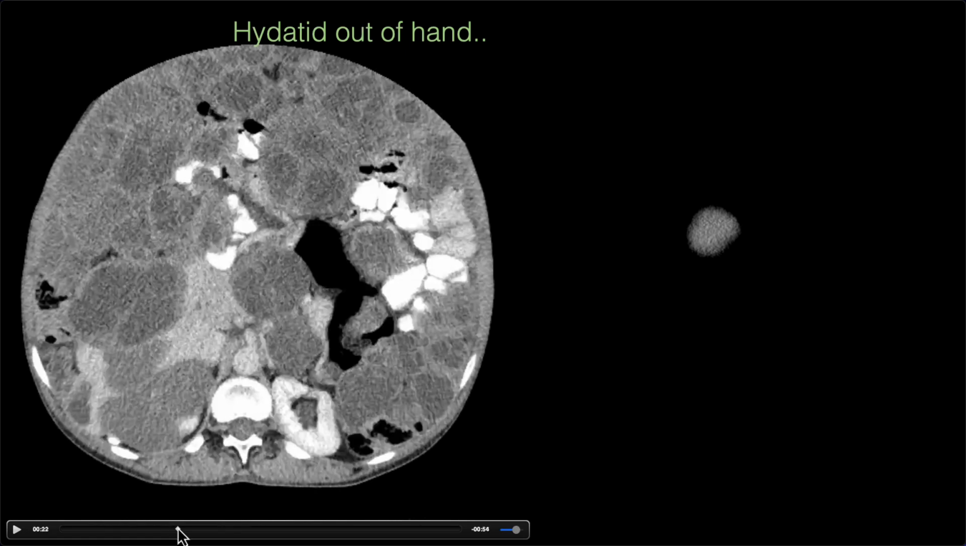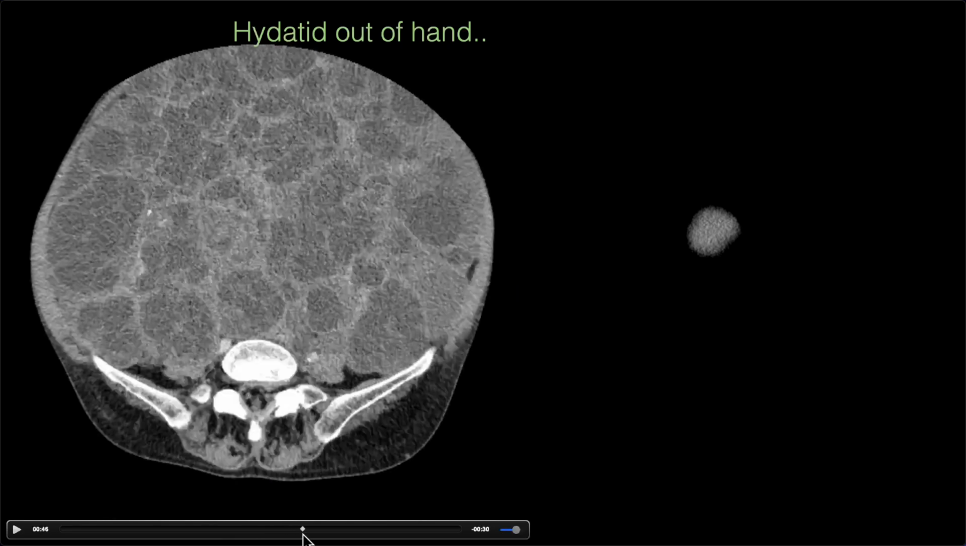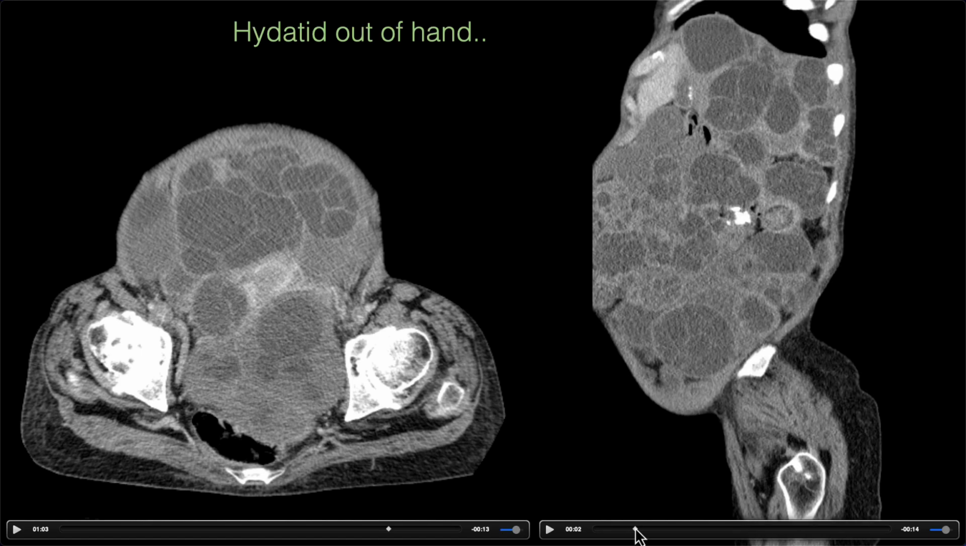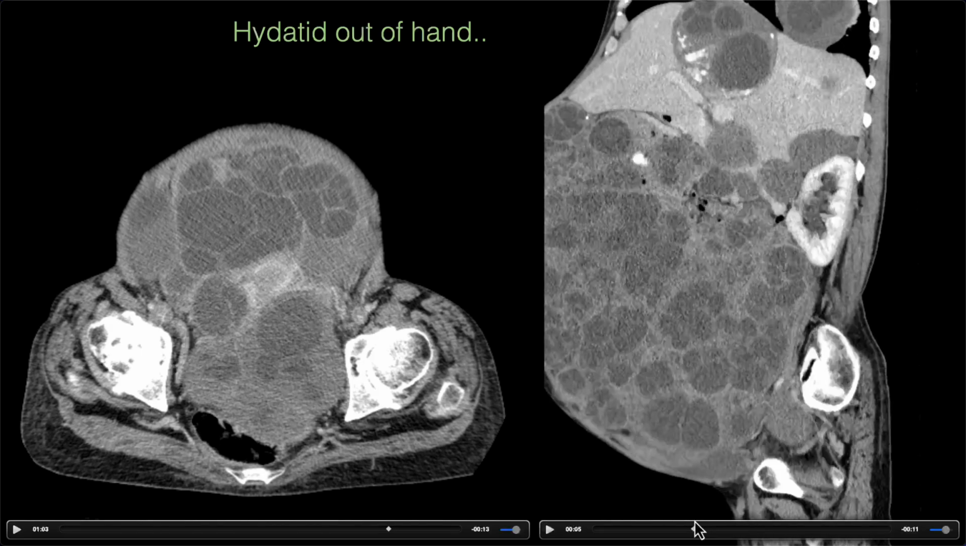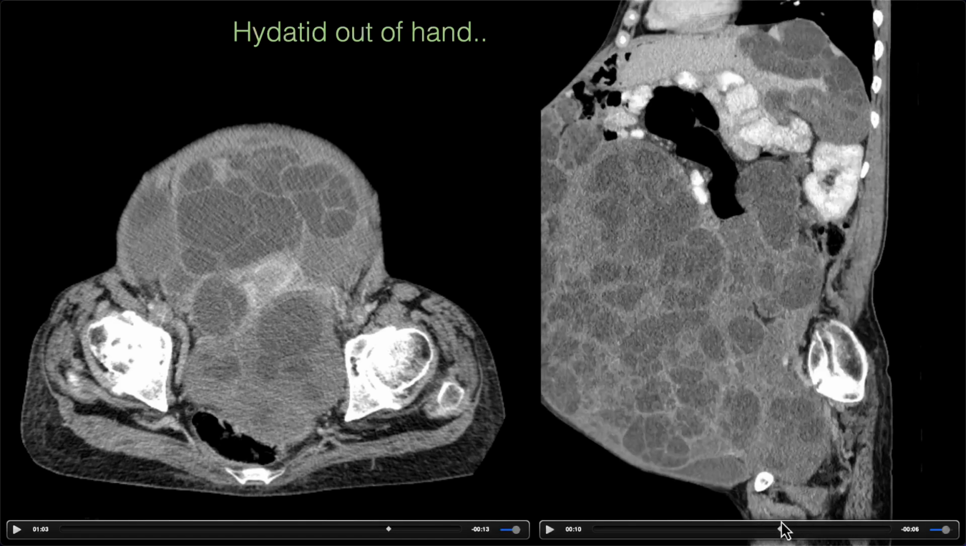And for this patient, their entire abdomen and pelvis is simply packed full of numerous hydatid cysts. And here are the sagittal images showing just how dramatic of a disease burden this poor patient has.